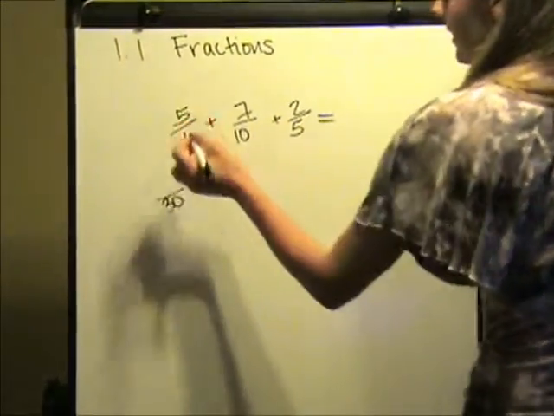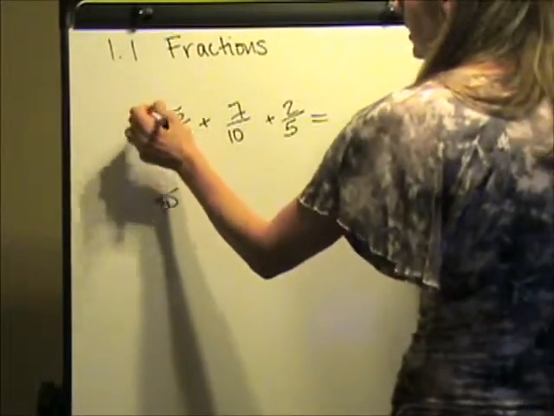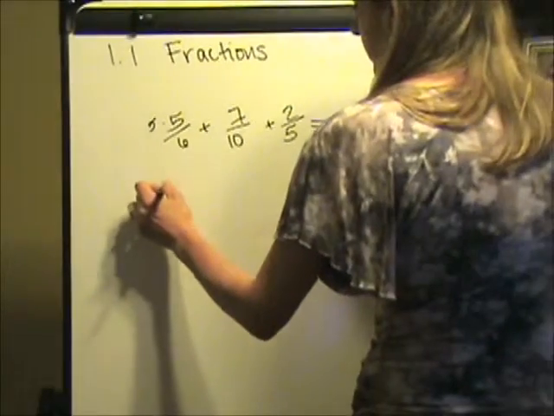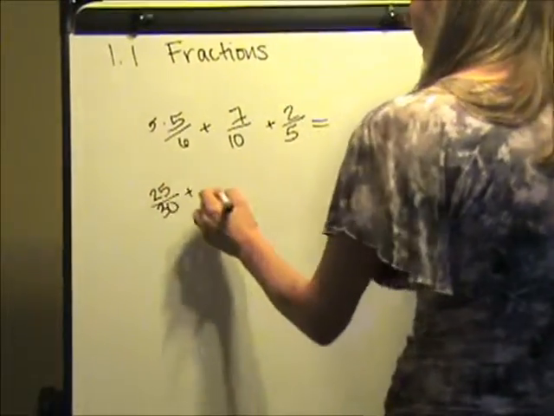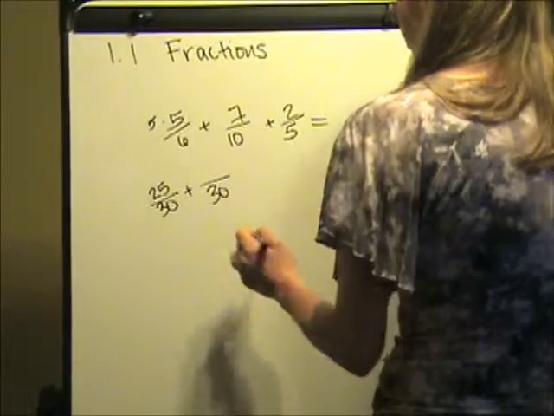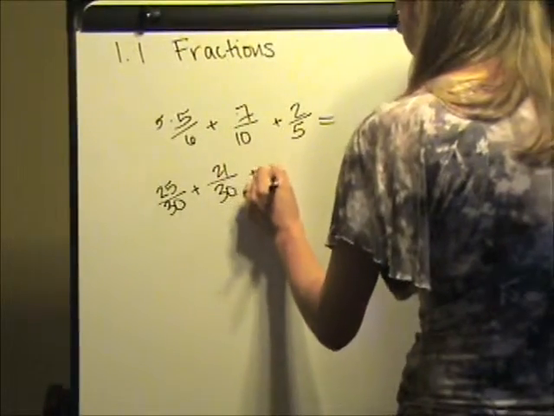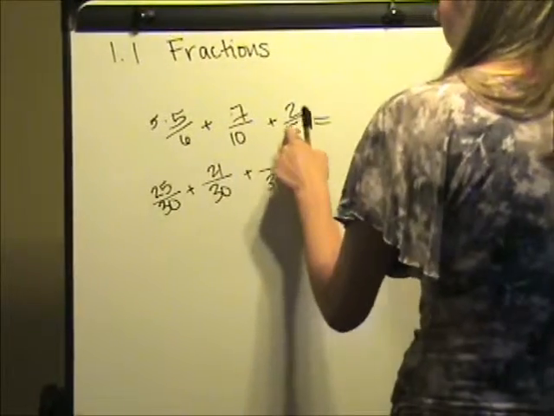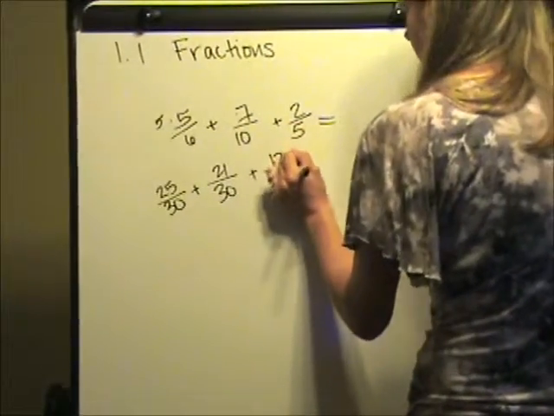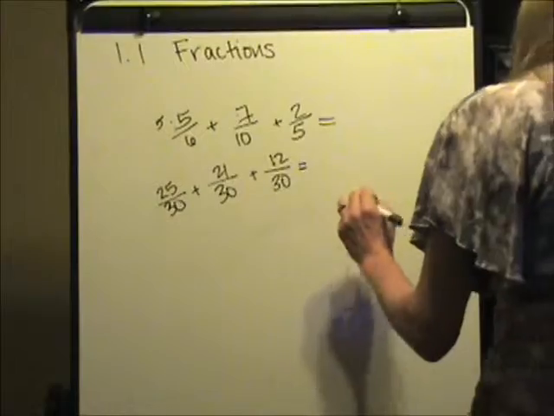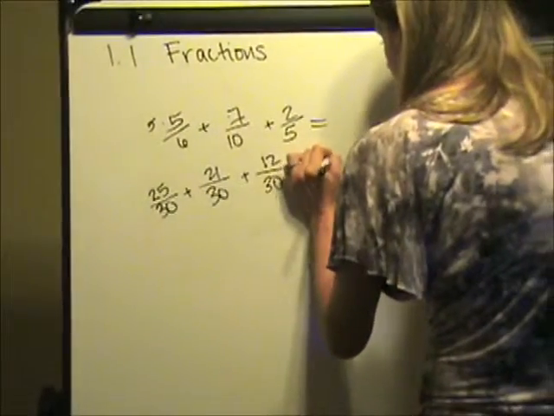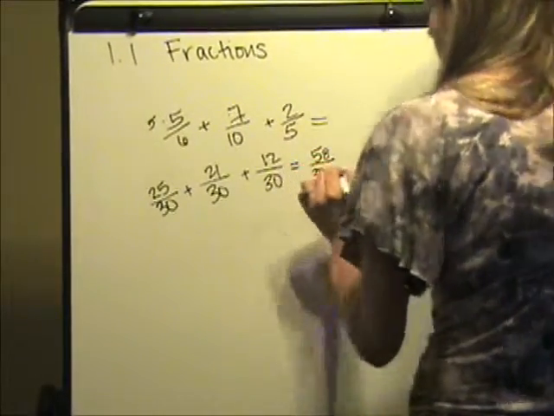30 goes into 6 5 times, so we're also going to take the numerator times 5, and that gives us 25. 30 goes into 10 3 times, so that's going to be 21. And this goes in 6 times, so that will be 12. And that gives us 58 over 30, which is also an improper fraction.